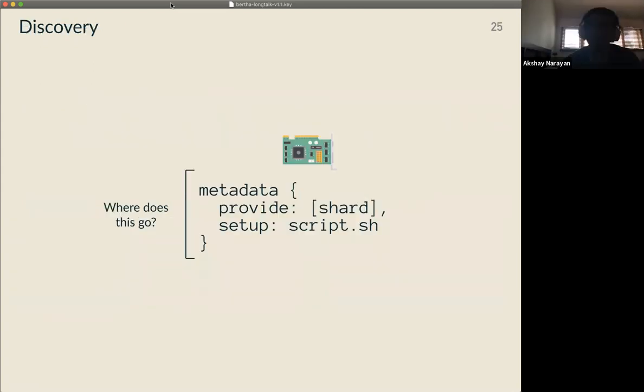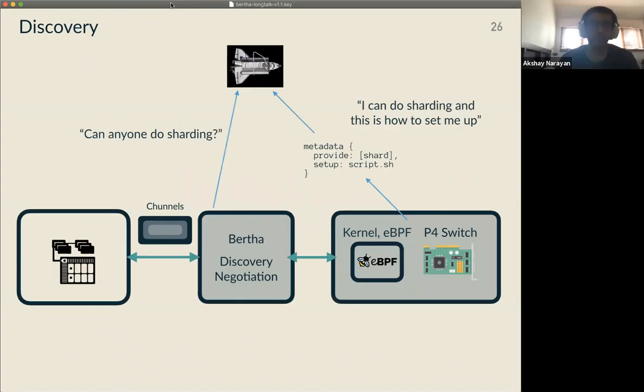So let's remember this figure from a few slides ago. The offload needs to tell the application somehow that it actually exists and it is usable. After that, from the offload's perspective, Bertha can tell it the configuration to use corresponding to a given connection, and then the offload can set itself up using whatever external and internal scripting to make sure that everything works out for that connection. So this is exactly what the discovery process is for.